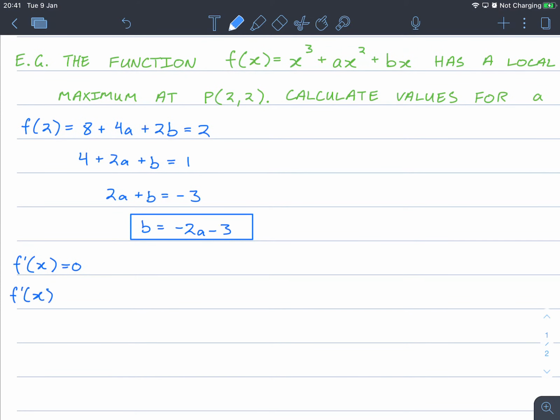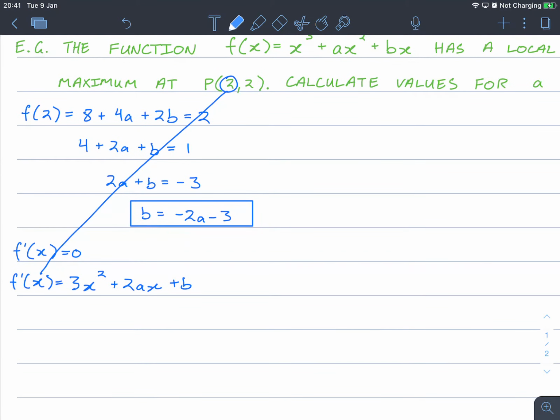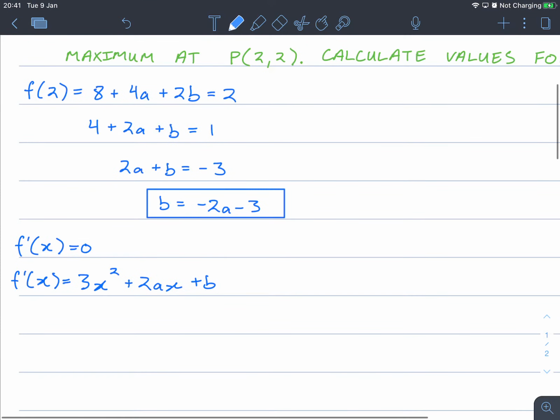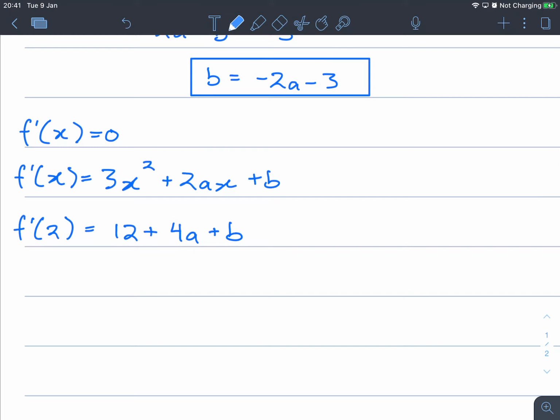Let's find f prime of x is equal to, that's 3x squared when we differentiate it, plus 2ax, plus b. So now we're being told when we substitute 2 into the first derivative, the answer will be 0, because it is a stationary point. So f prime of 2 is equal to, substituting 2 here, that's 4 times 3 is 12, plus 2 times 2 is 4a plus b, there's no value of x here, and we're being told that this is a stationary point. In fact, it's a maximum that is equal to 0.